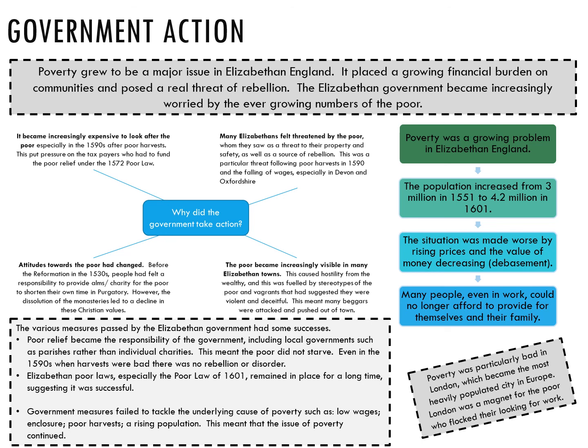Elizabethan poor laws, especially the Poor Law Act of 1601, remained in place for a long time, suggesting that this legislation was successful. However, government measures failed to tackle the underlying causes of poverty, such as low wages, enclosure, poor harvests, a rising population, and this meant the problem of poverty continued throughout the 17th and the 18th century.